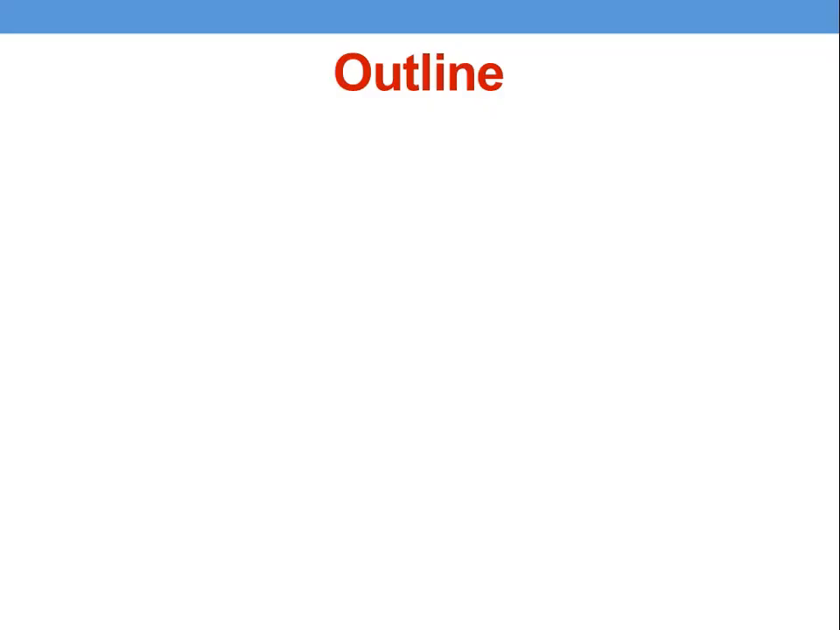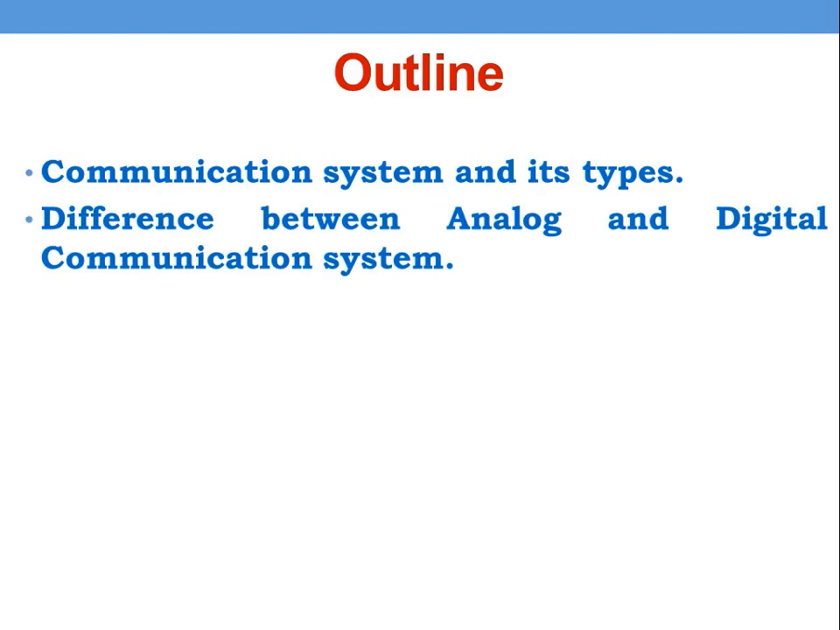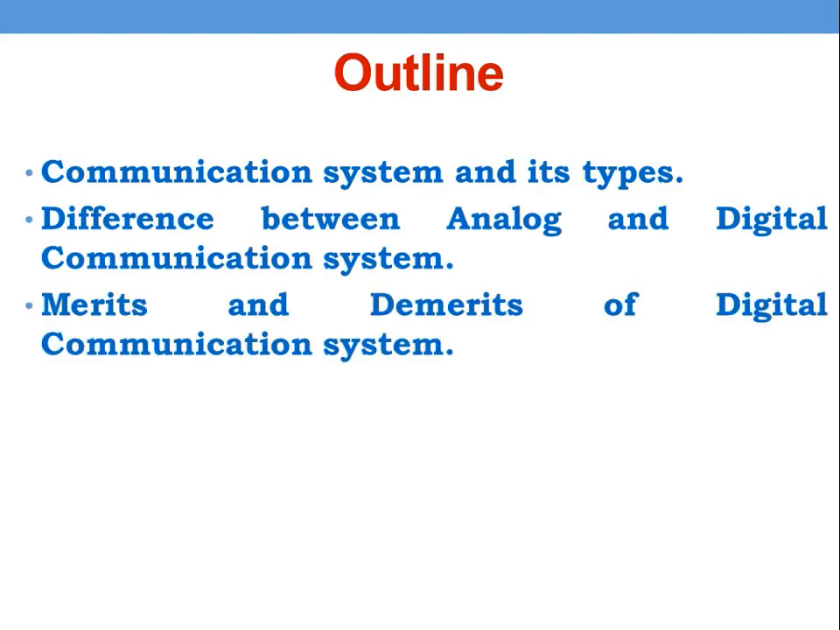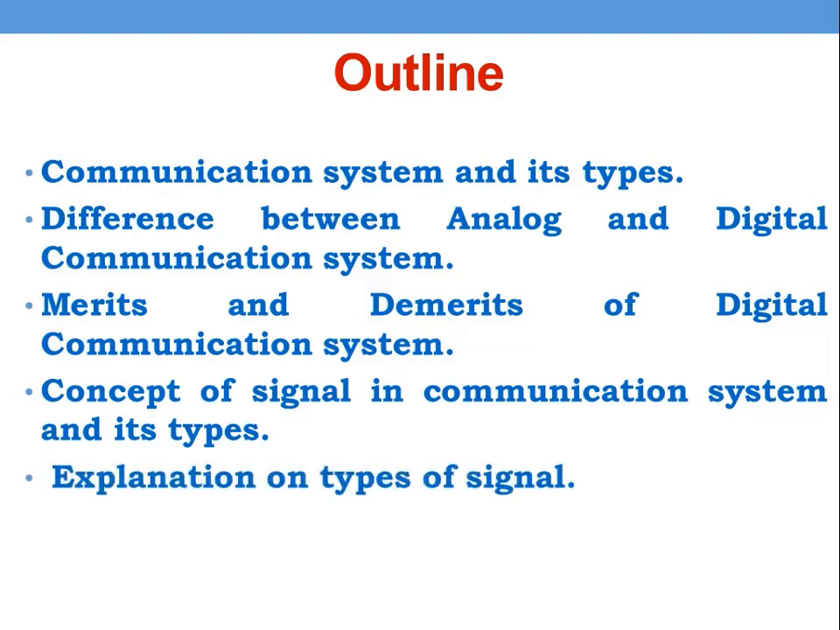Now look at the outline of today's class. The first topic we are going to cover is the communication system and its types. After that, we will see the difference between analog and digital communication systems. Then we will see the merits and demerits of digital communication system. Then we will see the concept of signal in communication system and its types, and also look at some explanation regarding signals in communication system. Let us study these topics one by one.